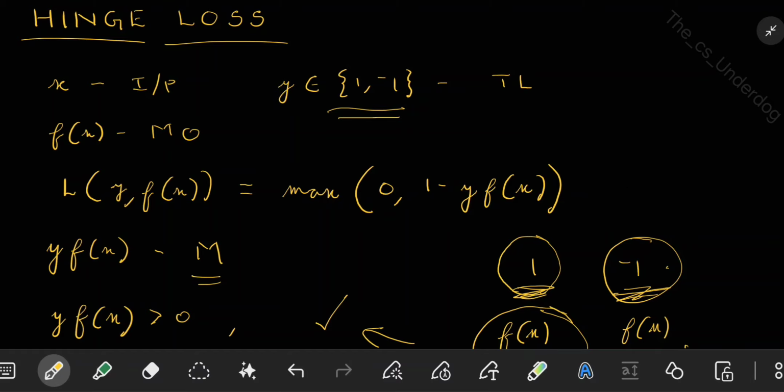So the main point is hinge loss penalizes predictions that are wrong or insufficiently confident. Both these cases. If it is wrong, it will anyway penalize. Even if it is right, if it is insufficiently confident, it will still penalize this particular prediction. This is the most important point about hinge loss. So that is it about hinge loss. In the next lecture, we'll move on to the next loss function.